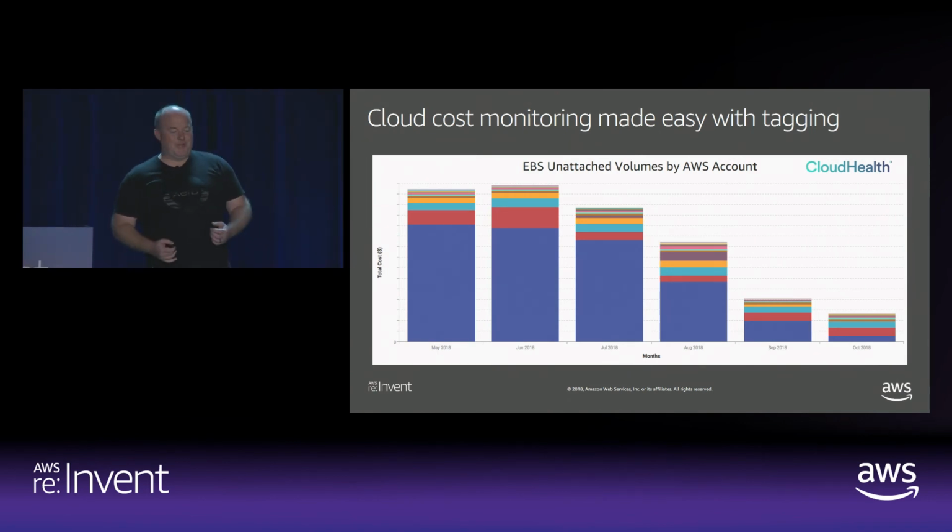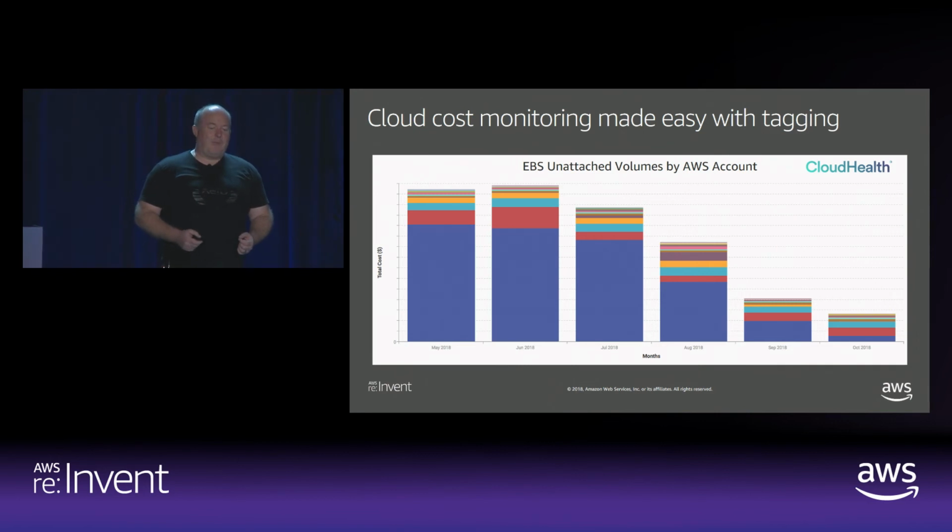Tagging starts to come into its own when you visualize your cost. We use Cloud Health, and we really like the insights that we get. This is the EBS unattached volumes split by AWS account. This allows me to tell at a glance which account owners we need to talk to.